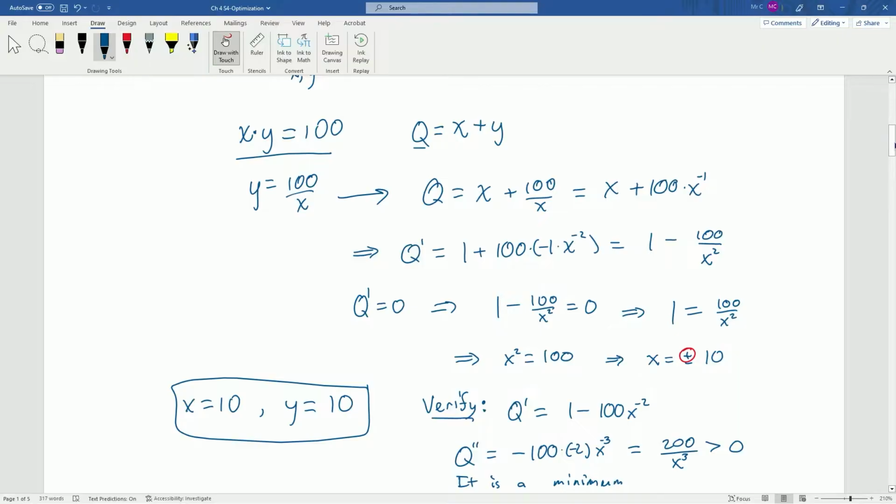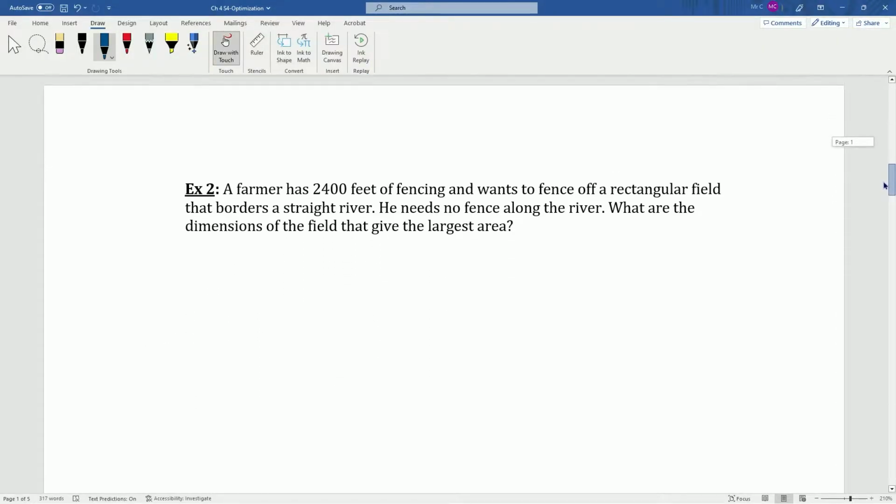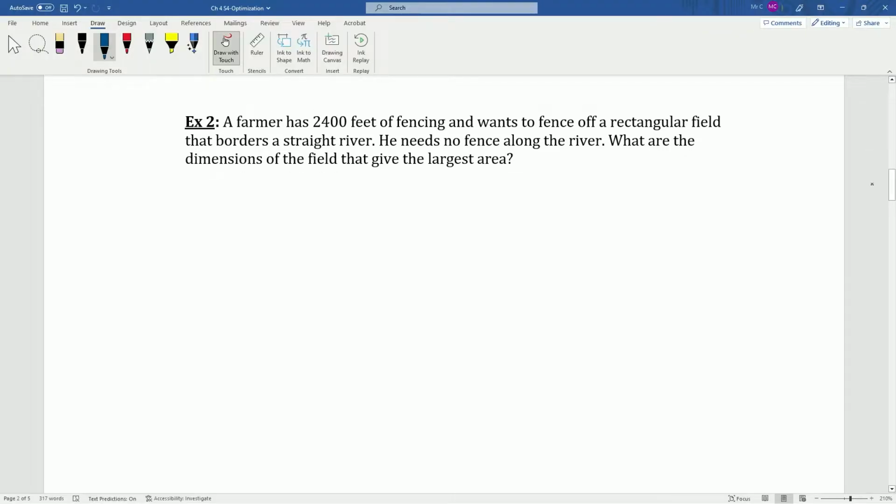All right, that's it for that one. Let's go ahead and move on to another example. A farmer has 2,400 feet of fencing and wants to fence off a rectangular field that borders a straight river. He needs no fence along the river. So he's got a river here, and then the rest of it, he just wants to be a rectangle.